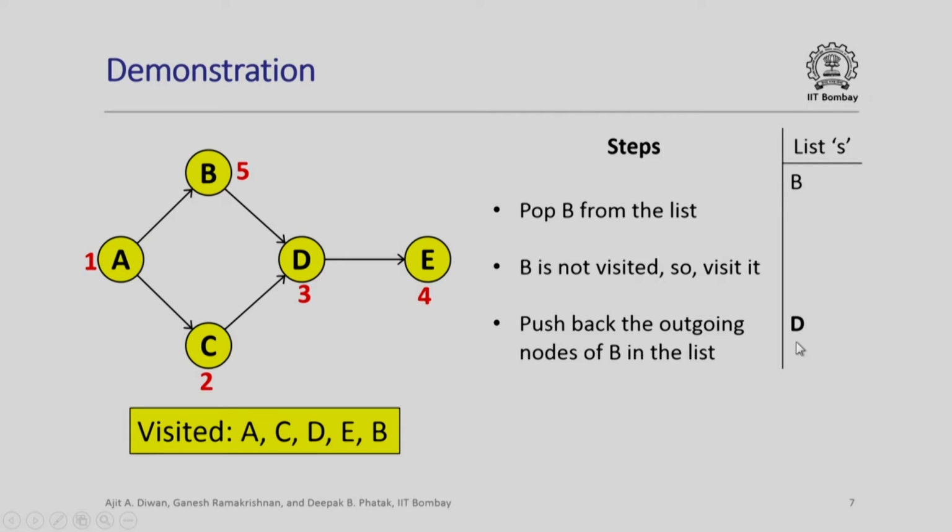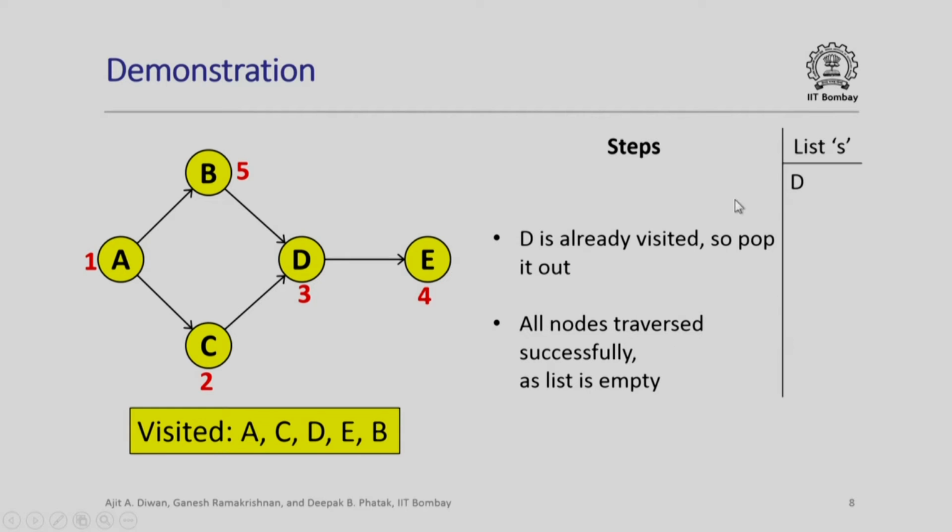Now, next we examine what is there in the list. We pop D out, but notice that it is already visited. Now, there is nothing left in the list. That means all nodes are traversed successfully, because the list is empty. Please note that the visited nodes in the order in which they are visited, which we have been showing on every slide, will have A, C, D, E, B as the sequence, which is the proper sequence for a depth first search.